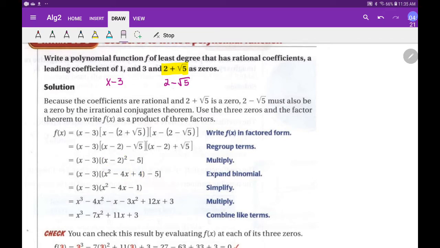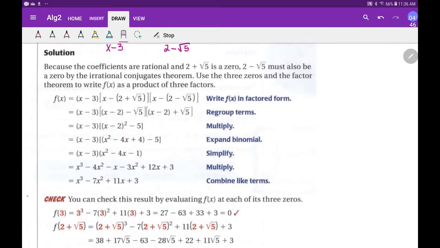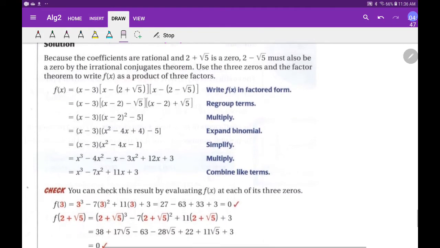Okay, and then what we do is we multiply this binomial times this trinomial, and we get this. Okay, we've been practicing. We've been saving up for this problem. We've been practicing the pieces of this problem, and then we simplify and we get our answer. Okay, and we can check our result by plugging in 3, and it gets us 0.